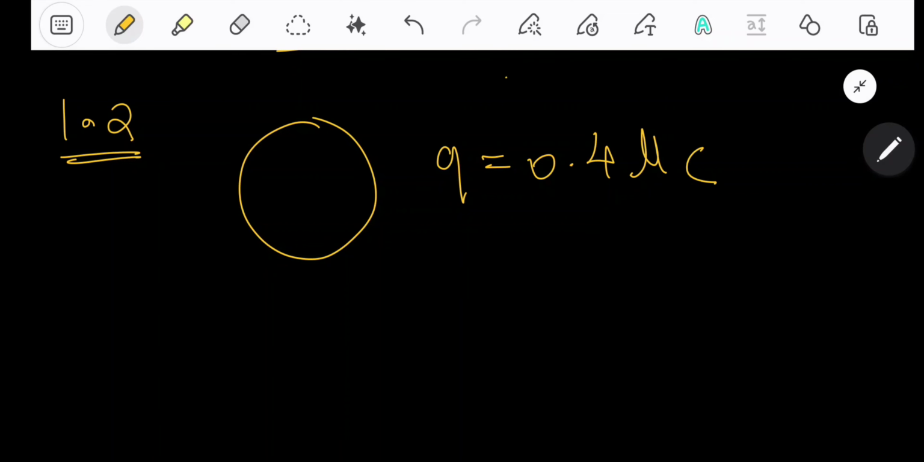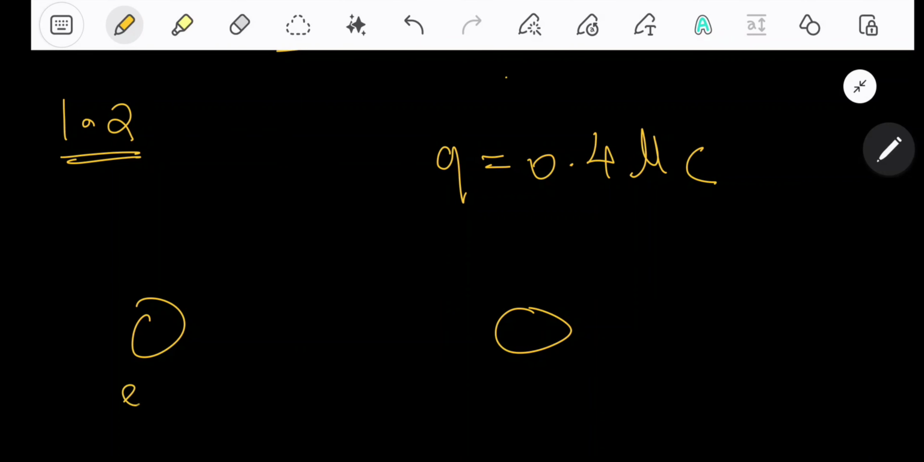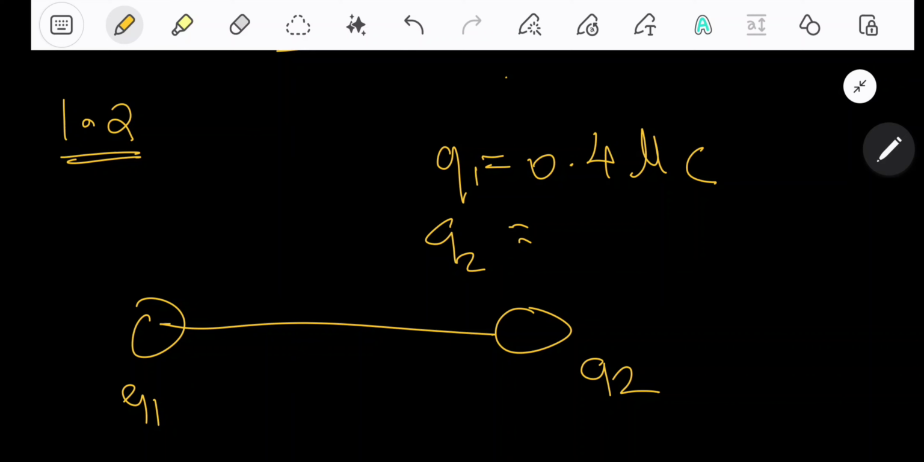You may open and read the question yourself. The electrostatic force on a small sphere of charge 0.4 microcoulomb due to another small sphere of charge 0.8 microcoulomb. So we have one small sphere and another small sphere. This is of charge Q1 and this is of charge Q2, and Q2 over here is given as 0.8. The electrostatic force is 0.2 newton. That means we have been given F is equal to 0.2 newton.